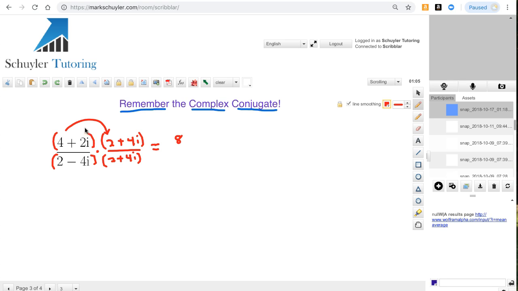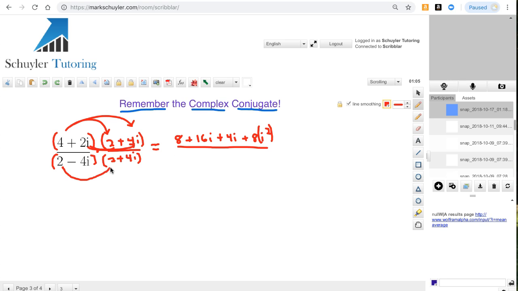So that's going to be 8, and then it's going to be plus 16i, and then it's going to be plus 4i, and then it's going to be plus 8i squared. I'm going to take care of this i squared when I come back and simplify. Let's just leave it like that and tackle the denominator.